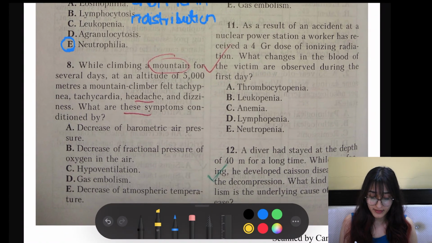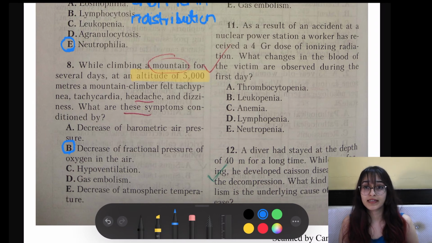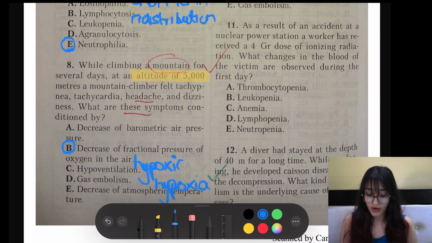Question number 8. While climbing a mountain for several days at an altitude of 5,000 meters, a mountain climber felt tachypnea, tachycardia, headache, and dizziness. What are these symptoms conditioned by? So you know, whenever the altitude increases, there is decrease in the partial pressure of oxygen, and when the partial pressure of oxygen decreases, its solubility into blood decreases, and the person develops hypoxic hypoxia. It is due to hypoxic hypoxia that these symptoms are seen.